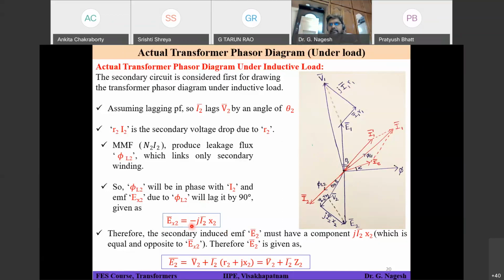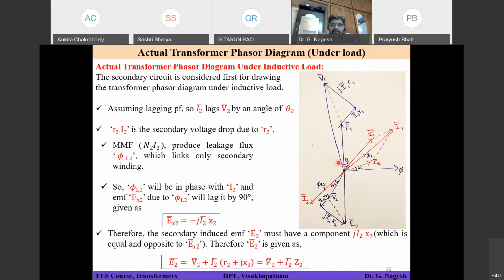You are understanding, right? E2 is lagging phi by 90 degrees. Similarly, EX2 is a component which should lag phi L2 by an angle of 90 degrees. That means it should be somewhere here.